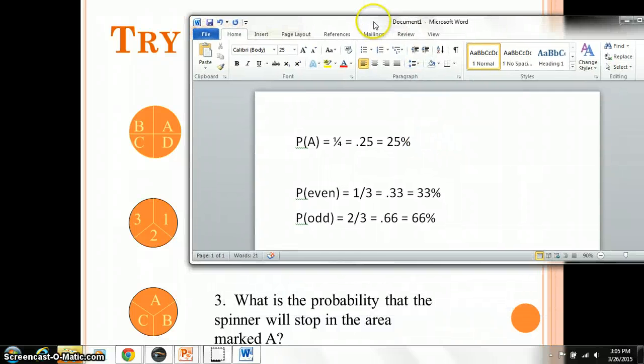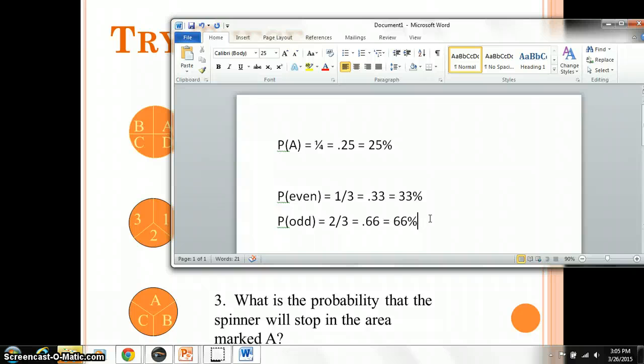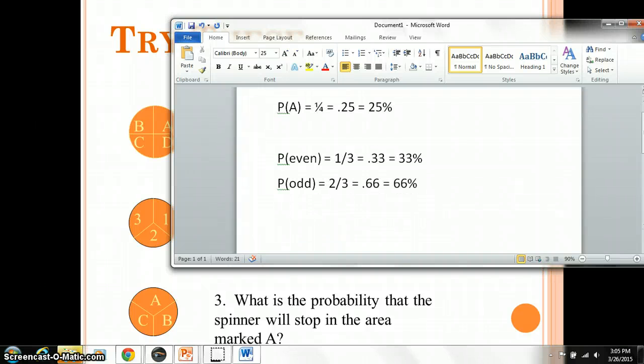Let's look at the last one here. What is the probability that the spinner will stop in the area marked A? It's difficult to judge because I think someone drew this. I don't know if they were going to make them the same size, because it looks like A is bigger, which makes this sort of incorrect. We're going to assume that A is the same size, because I don't know that I can find the probability otherwise. So the probability of A, and we're going to say they're the same size because I can't tell, is 1 out of 3, which equals 0.33, which equals 33%.